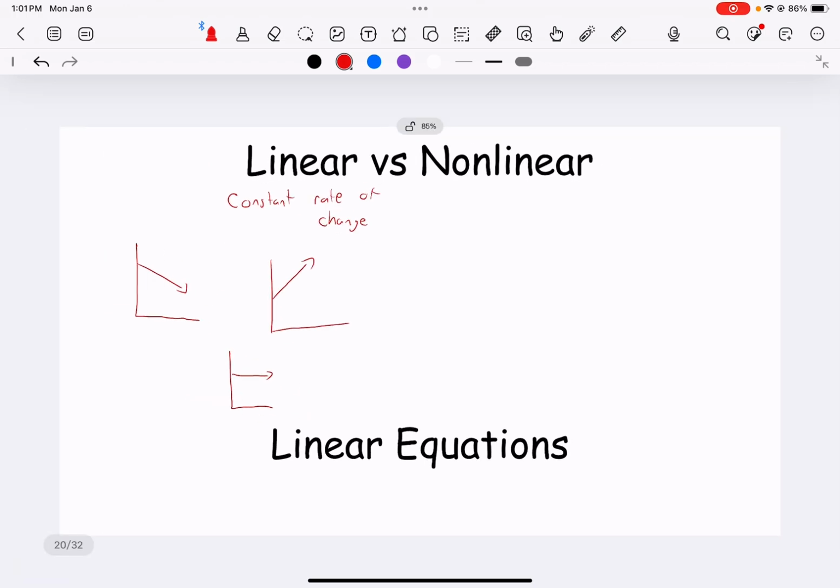A linear equation is always going to be in the form y equals mx plus b. M is the slope and the b is the y-intercept. In this case, the variable, the x, will always have an exponent of 1. So a linear function is an equation to the first degree.